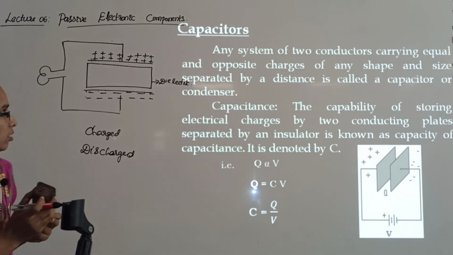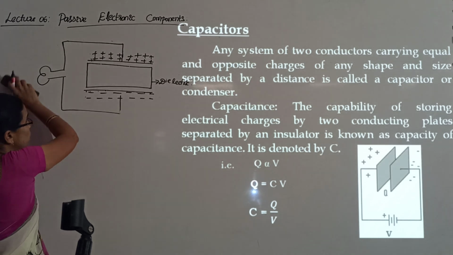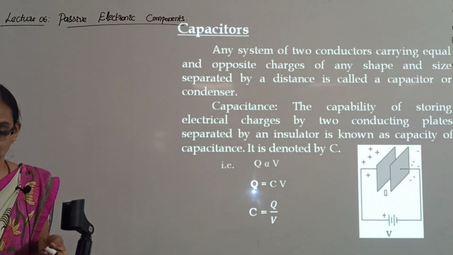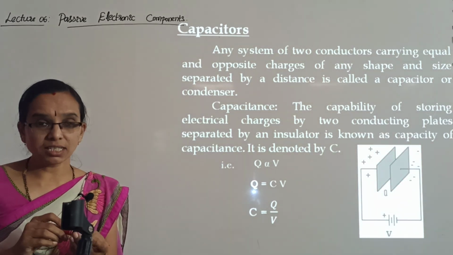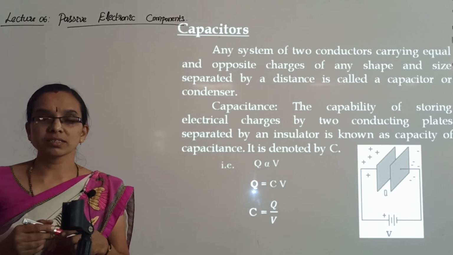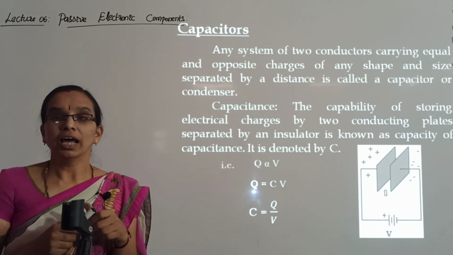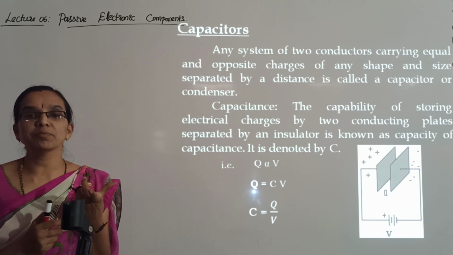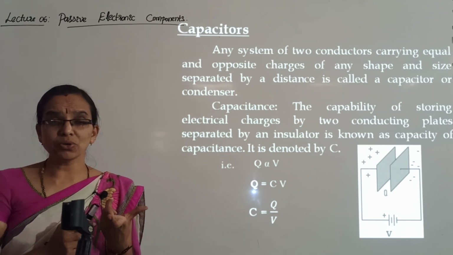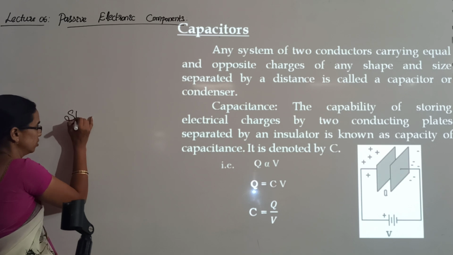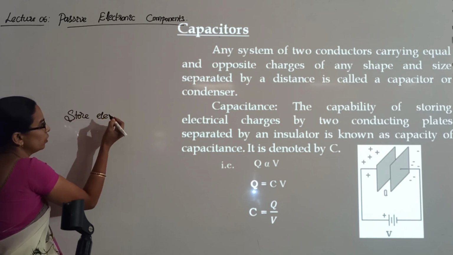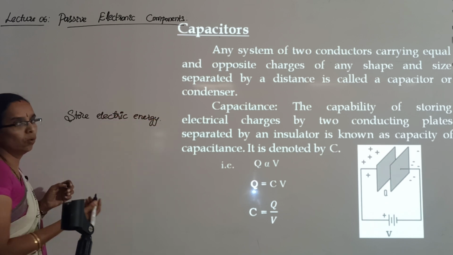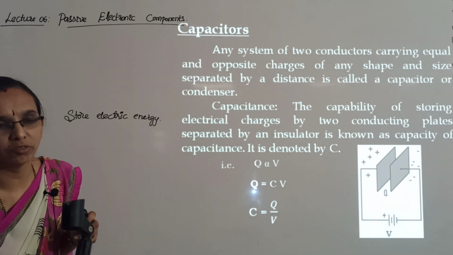So this is how the capacitor stores electrical energy. This is how the charges are stored on the plates of the capacitor, and these stored charges establish an electric field. So energy is stored in the capacitor in the form of an electric field. The purpose of a capacitor is to store electrical energy, in the form of voltage, in the form of potential, in the form of electric field.